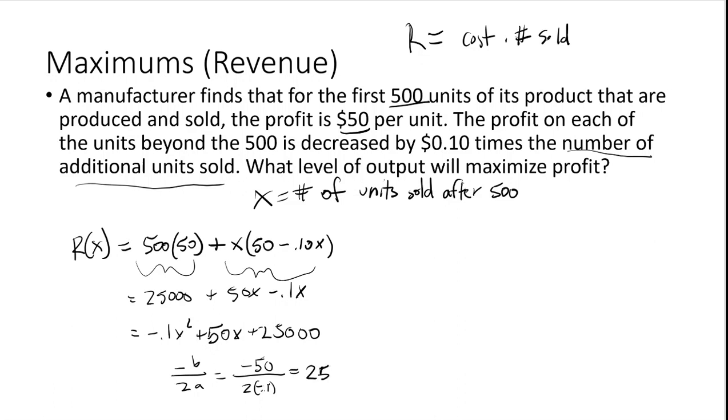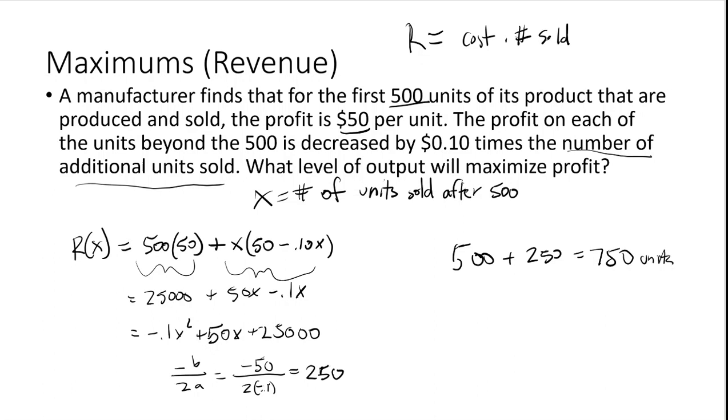So that means x was the number of units sold after 500. So what level of output would maximize profit? The original 500 units plus the new 250. That's your 750 units.